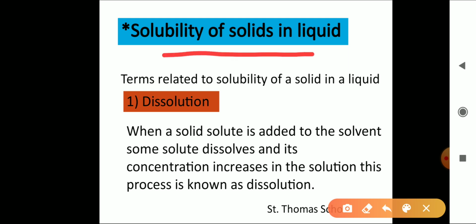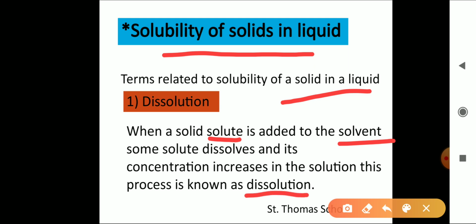In that, we have to see the terms which are involved, that is terms related to solubility of a solid in a liquid. First one is dissolution. Just now I told you, when the solid solute is added to the solvent. Here we have taken the solute, that is sugar, and solvent, you know that water. Some solute dissolves and its concentration increases in the solution, isn't it? As you increase the quantity of sugar in water, its concentration level will increase. So that process is known as dissolution.